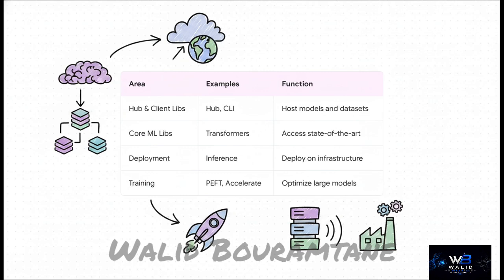They strategically categorize their massive toolkit into 4 distinct areas to support everything from raw data all the way to actual deployment. It's not just some random place to download models, it is a complete end-to-end ecosystem. You've got the hub for hosting, core ML libraries for accessing state-of-the-art architectures, training tools to optimize large models, and finally, deployment infrastructure to actually get your application out into the wild.